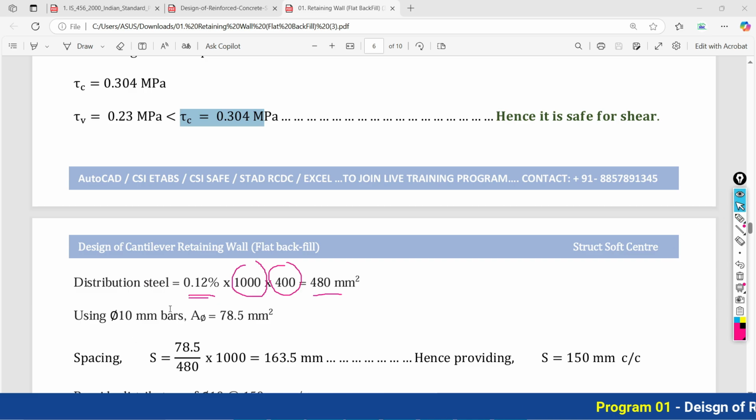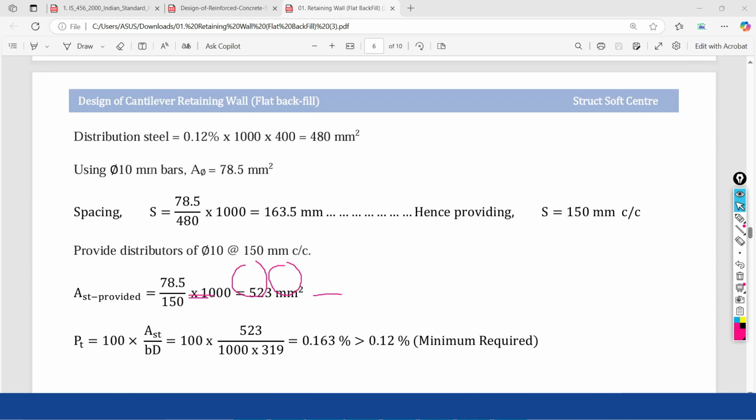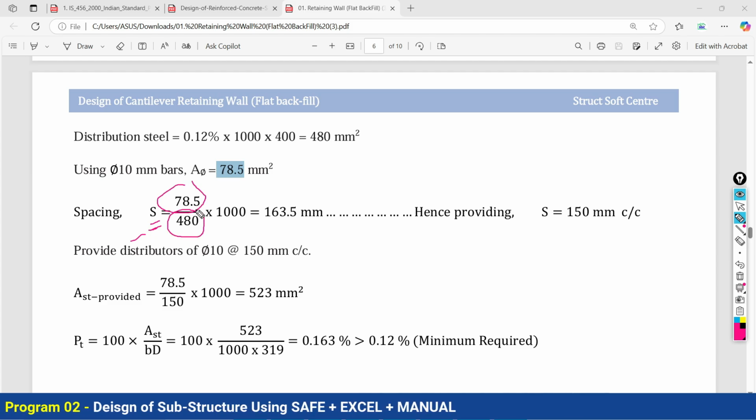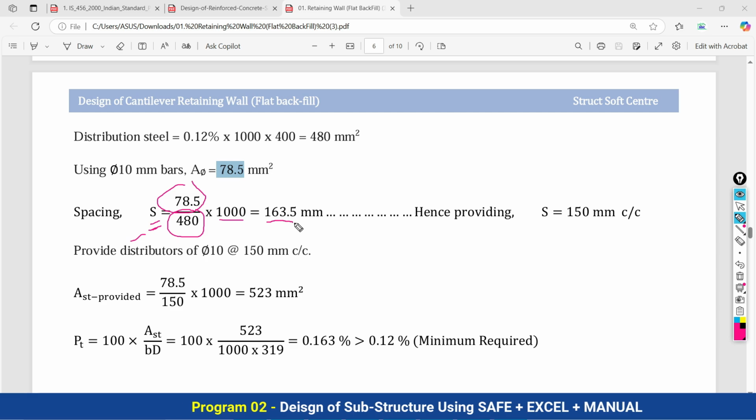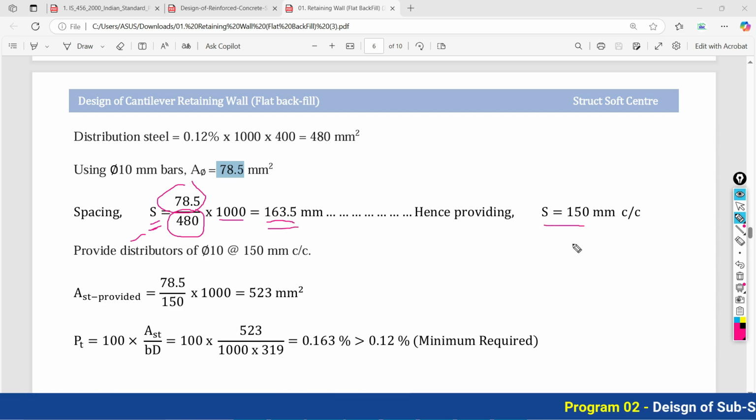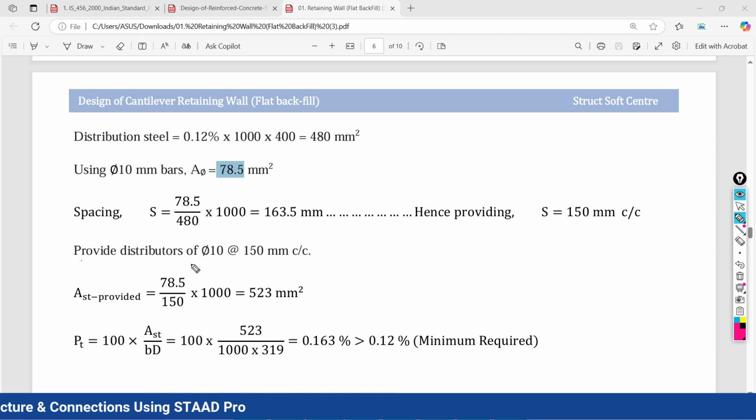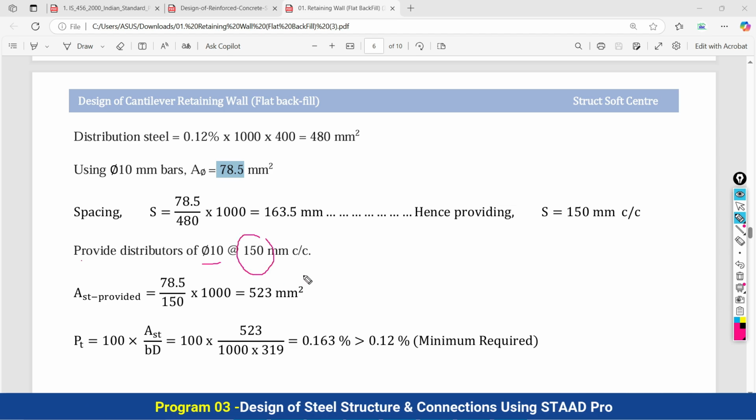So for distribution we are going to provide 10 mm diameter of bar. So unit area of 10 mm diameter of bar is 78.5. So we need to calculate the spacing requirement. Unit area divided by total area required over 1 meter, it is 163.5 mm. So we are going to provide a value of 150 mm center to center distance between the distribution reinforcement. Got it? So finally we are going to write here: provide distribution reinforcement as 10 mm diameter of bar at a spacing of 150 mm center to center.